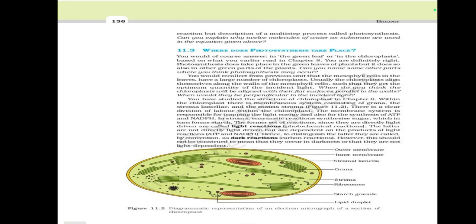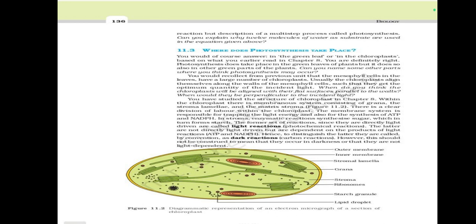You would recollect from various units that the mesophyll cells in the leaves have a large number of chloroplasts. Usually, the chloroplasts align themselves along the walls of the mesophyll cells such that they get the optimum quantity of the incident light. When do you think the chloroplasts will be aligned with their flat surfaces parallel to the walls? When would they be perpendicular to the incident light? You have studied the structure of the chloroplast in chapter 8. Within the chloroplast, there is a membranous system consisting of grana, the stroma lamellae, and the matrix stroma, figure 11.2.